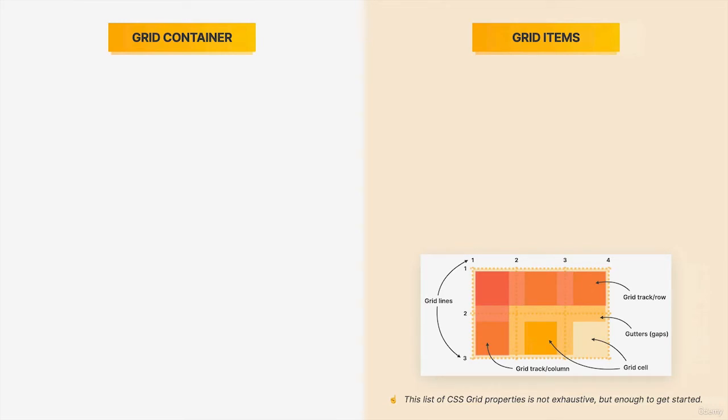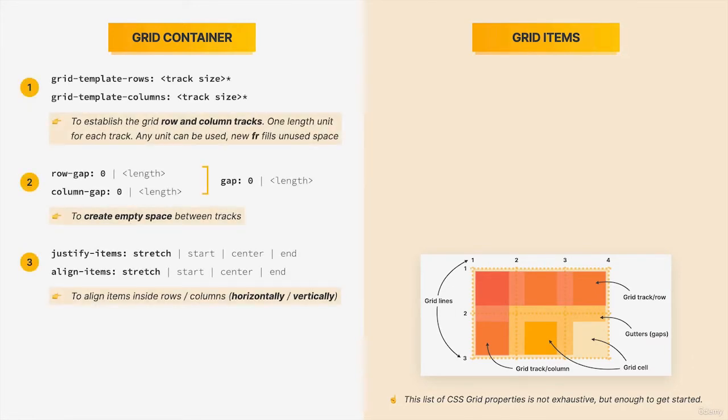And now to finish, just like in the Flexbox lecture, let's now take a look at an overview of some of the properties that we can use on the grid container and on the grid item. And starting with the properties for the grid container, the most important ones are the grid template rows, grid template columns, the column gap and row gap, which together make up the gap property, and then also justify items and align items, which we can use to align the items inside rows or inside columns. So in other words, horizontally and vertically.